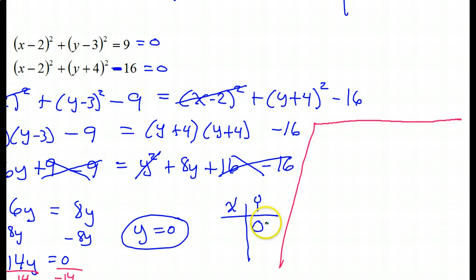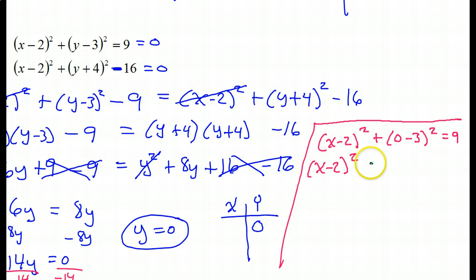Okay, so plugging in 0 for y right here is going to give me x minus 2 squared. Okay, I'm just plugging in 0 for y, and now I have to find x. So this is going to give me x minus 2 squared plus, now this is just negative 3 squared, so that's 9. And that's equal to 9. If I subtract 9 from both sides, then I've got x minus 2 squared is equal to 0.